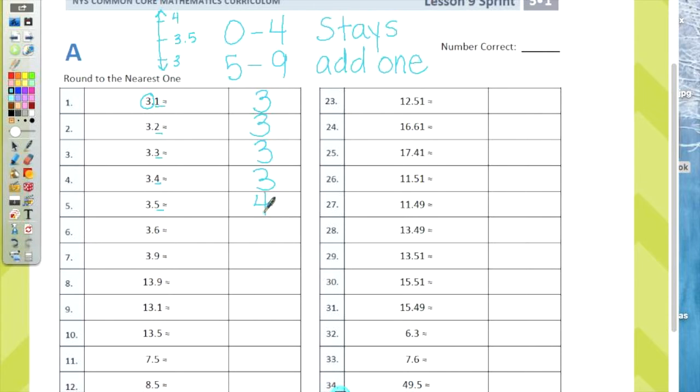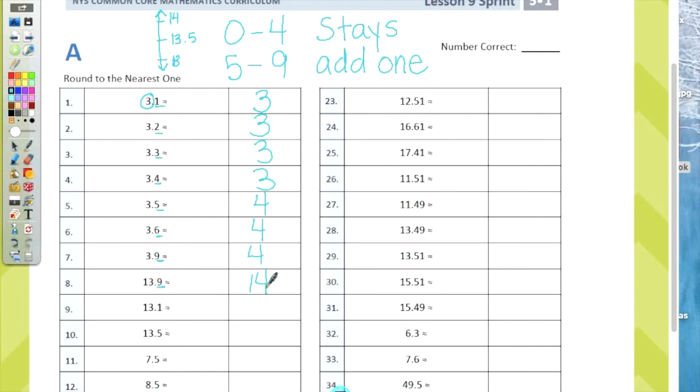Okay, JJ, help me with the next one. What if I underline a 6? It goes to 4. Good. What if I underline a 9, Jacob? 4. Okay. Now look at the next one. 13.9, I've got to think about what would be on the bottom of my number line, 14 and 13.5, okay? So if I've got a 9 here, what do I need to do? Add 1, so 13 plus 1 is 14, okay?